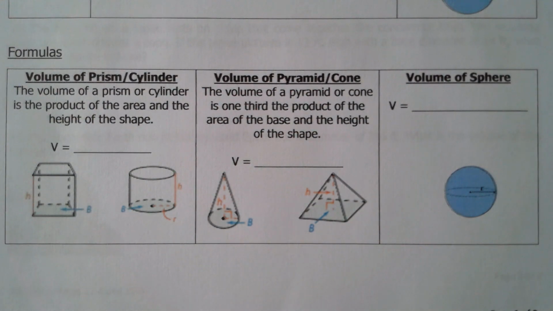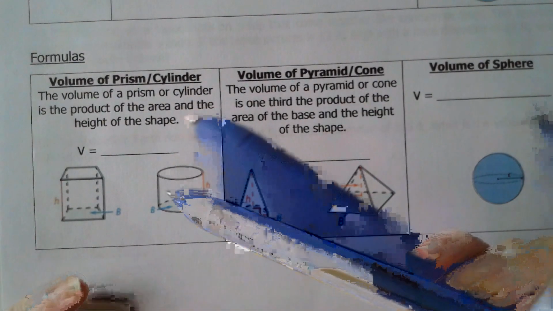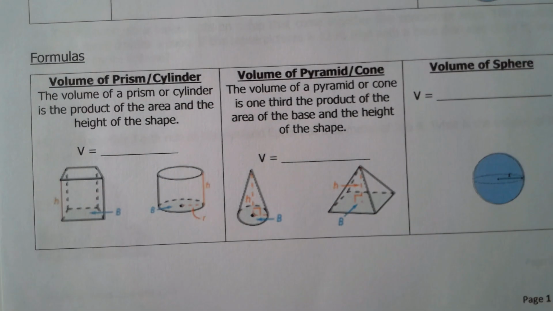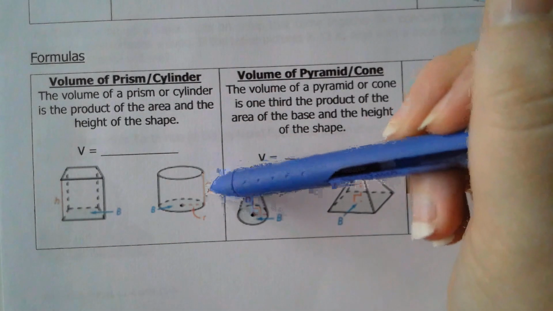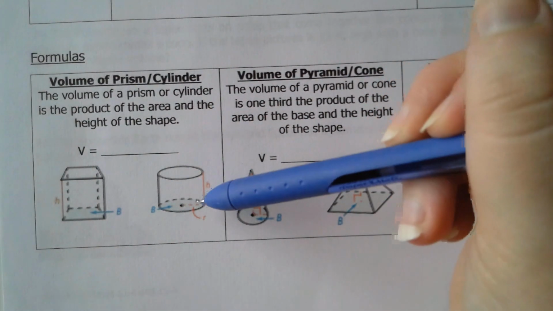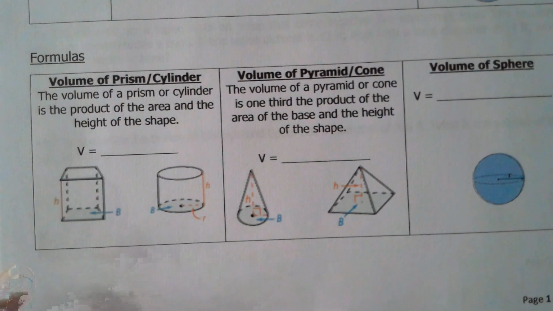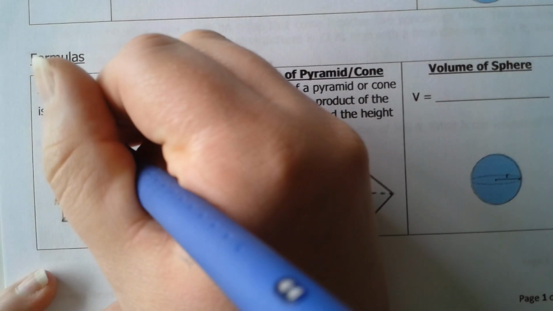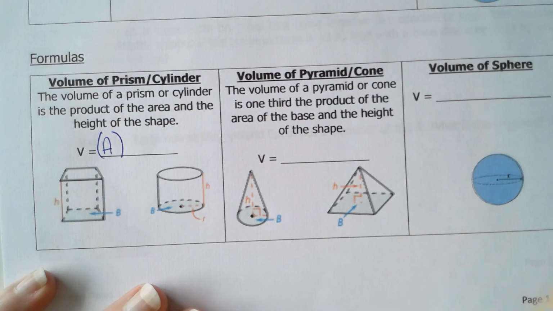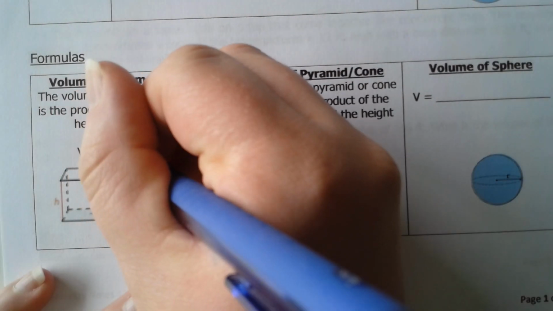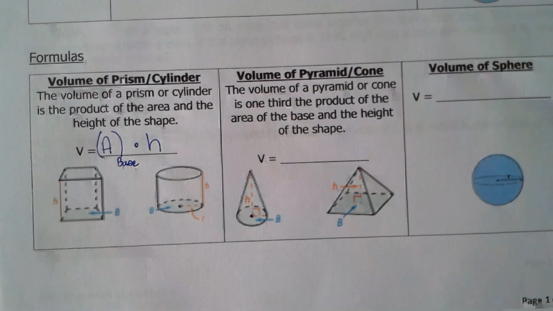So let's go ahead and start with volumes of prisms and cylinders. As I said before, prisms and cylinders are essentially your base, your area of your base, and then you have this common height that's the same way all the way around. So essentially you're stacking these circles or stacking these rectangles over and over again. So the formula is simplified to the area of our base, and you can put sub B if you want to remember, times the height.